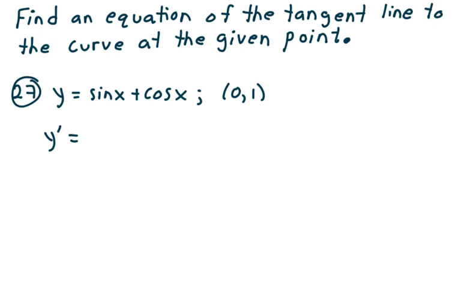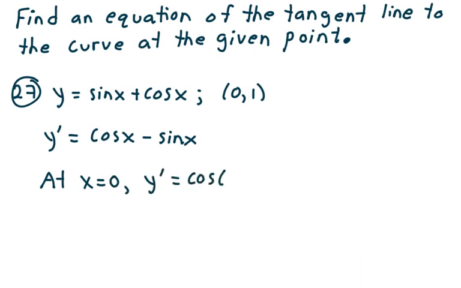Now, y prime is equal to cosine x minus sine x. Now, at x equals 0, y prime is equal to cosine of 0 minus sine of 0. Now, cosine of 0 is 1. Sine of 0 is 0. And 1 minus 0 is 1. And so, therefore, we're given slope 1, right? That's the slope of the tangent line.